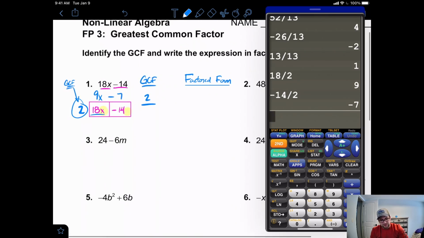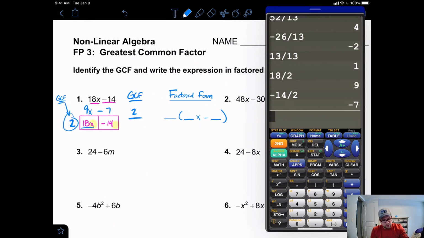For the factored form, the way your assignment will be set up on Schoology is it's going to pre-set some blanks for you. In this one, it would look like this: a blank, then a blank with an x, minus blank. This will all be pre-set up, and you're just going to need to put the correct number in the correct spot. So here's how we do it.